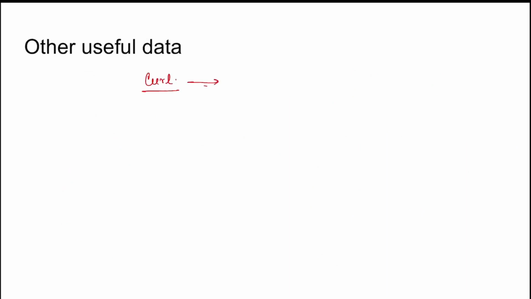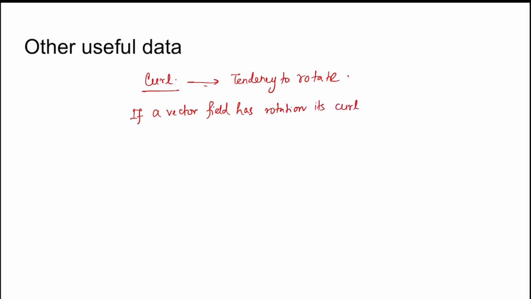Now coming to curl. Curl of a vector field means tendency to rotate. If a vector field has rotation, its curl is not equal to 0. If it's irrotational, then its curl is equal to 0.